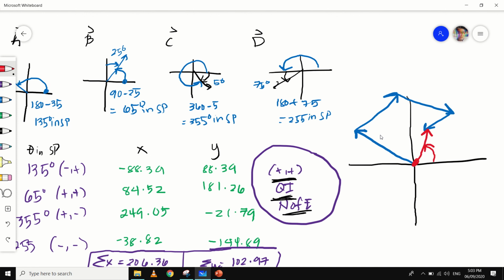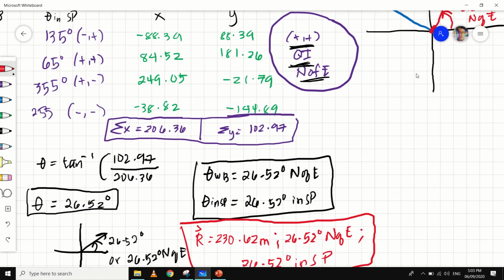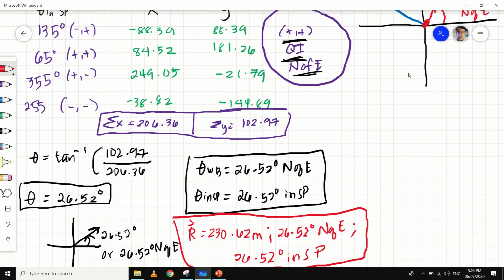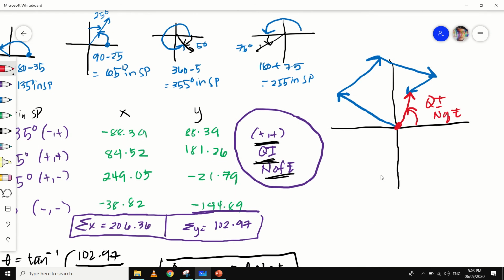Okay? So, your resultant vector is here going to this direction. So, makikita nyo, first quadrant pa rin. North of east yung direction. And then, yan. Nag-agree na siya. 232.6 to 26.52. Rough estimate lang to ha. So, kung magiging mas strict tayo, nandito yan sa may ganyan. Kung 26.52.